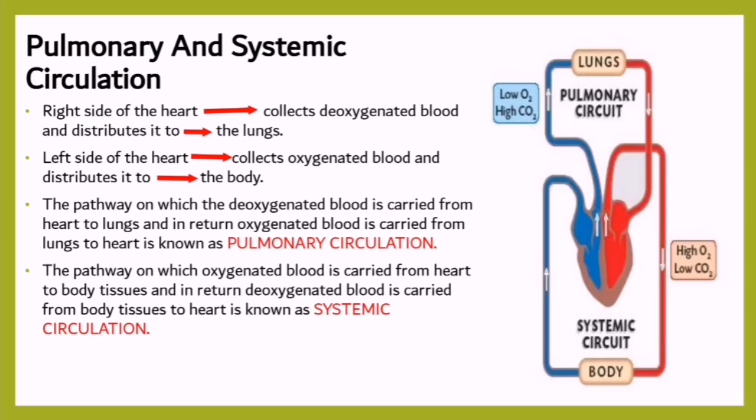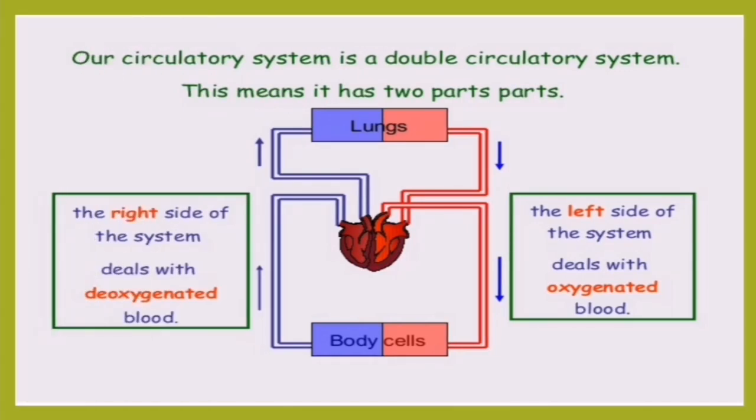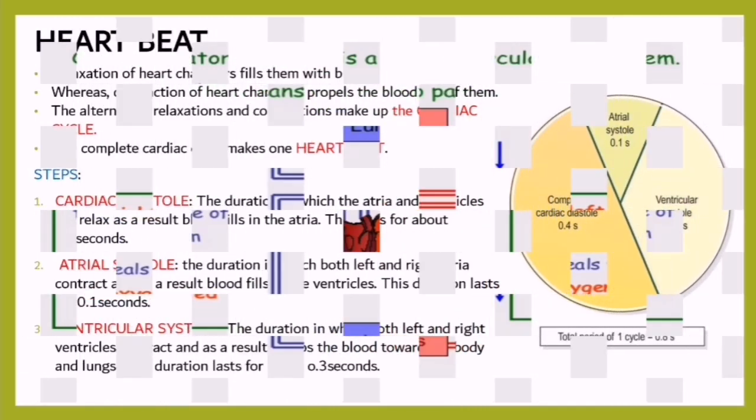Now, the left side of the heart collects the oxygenated blood and carries it to the body parts, and brings deoxygenated blood back from the body towards the heart so that it can again be made oxygenated. This whole circulation path is known as systemic circulation or systemic circuit. It means that our circulatory system is a double circulatory system, which means that it is simultaneously working from both sides, the right side carrying the deoxygenated blood, and the left side dealing with the oxygenated blood.